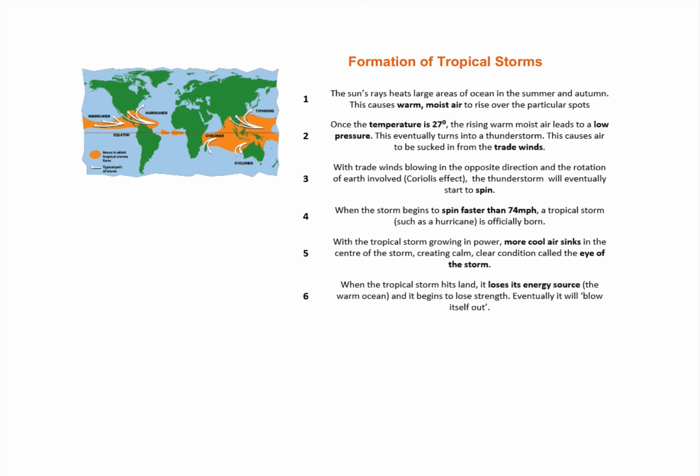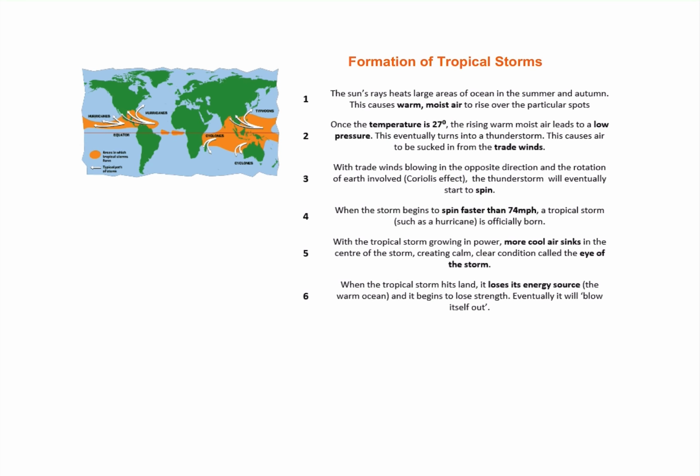The tropical storm will spin faster, so it will gather speed, normally faster than 74 miles an hour. Then it will start to gain more power, so more cool air will sink in the centre of the storm. So in the centre, the eye of my storm, I have clear, calm conditions. Once this hits land, it will lose its energy source because it won't have the water anymore, and effectively will just run out of energy.